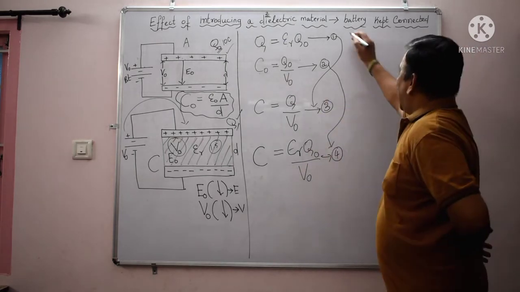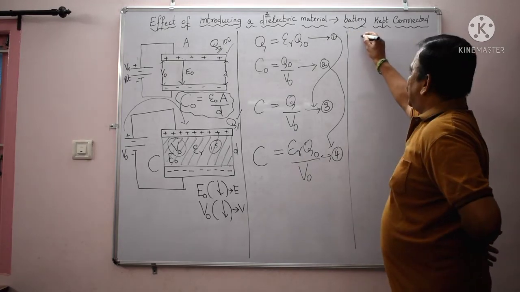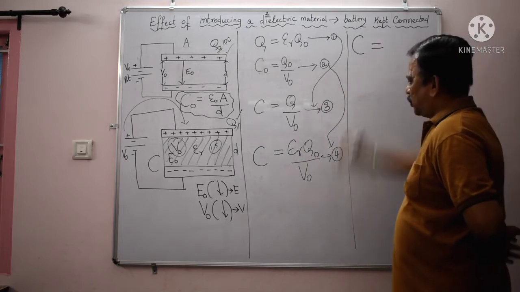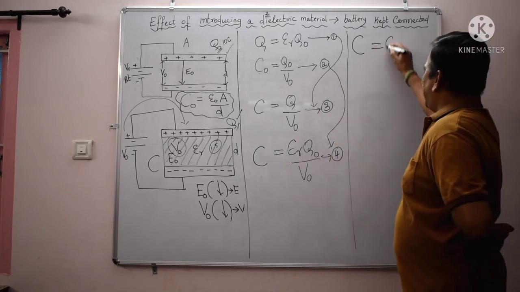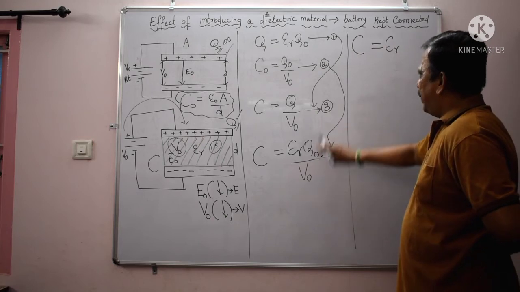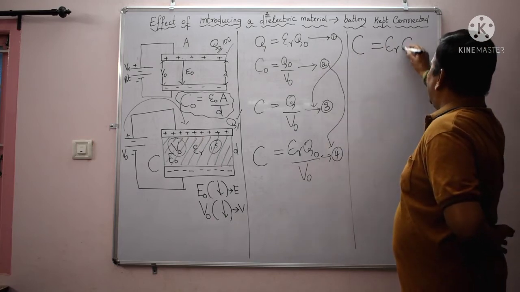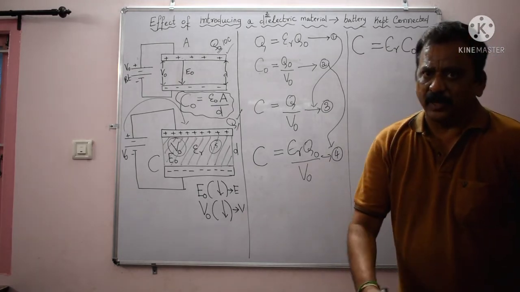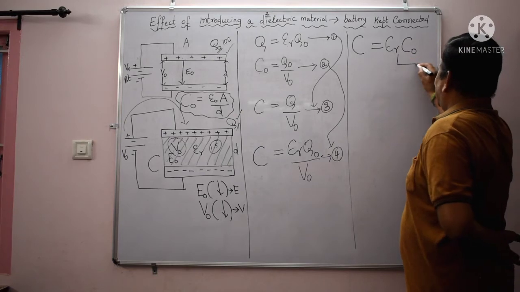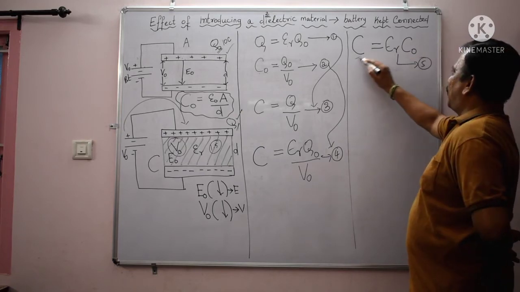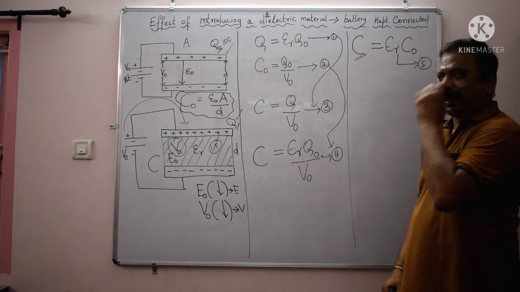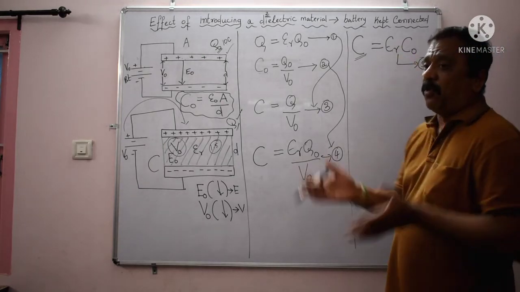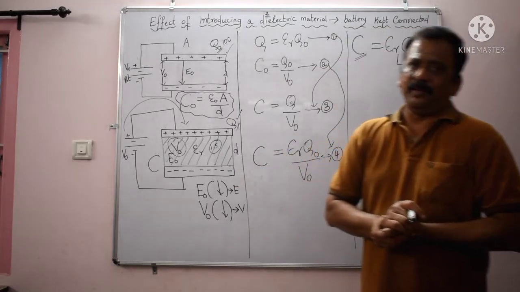So hence, I will end up with capacitance C after introducing the dielectric material equal to epsilon R, keep it as such, Q0 by V0 as per equation 2 is the capacitance before introducing dielectric material, that is C0. So thus, the capacitance of the capacitor after introducing dielectric will become epsilon R times the capacitance before introducing dielectric material.